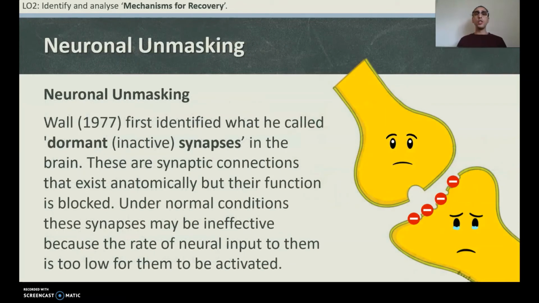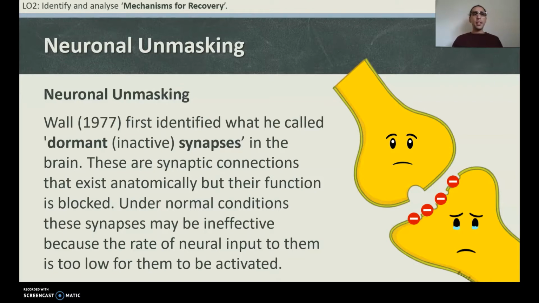This is neuronal unmasking. Wall first identified what he called dormant or inactive synapses. A synapse is the connection between two neurons. So it's the dendrite of one and the axon terminal of another, and they're connected to make a neuronal pathway. So Wall first identified what he called dormant or inactive synapses in the brain.